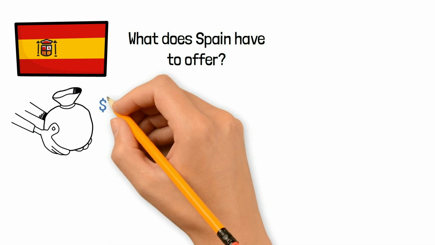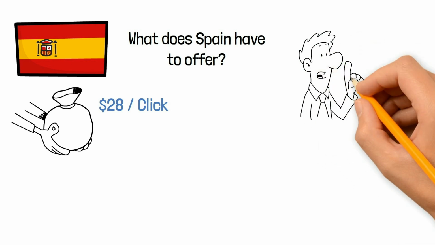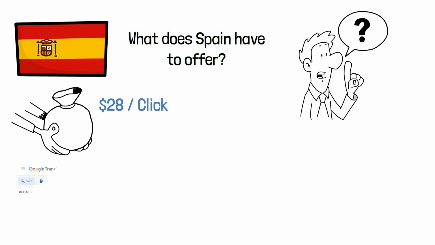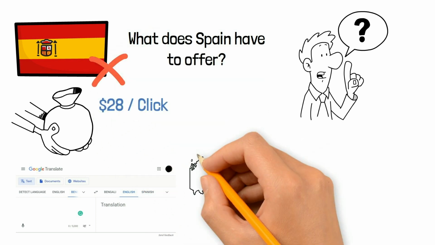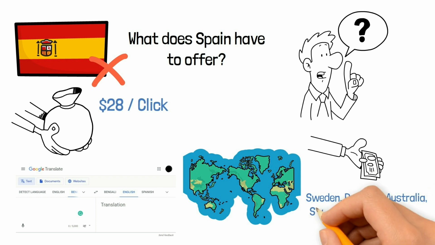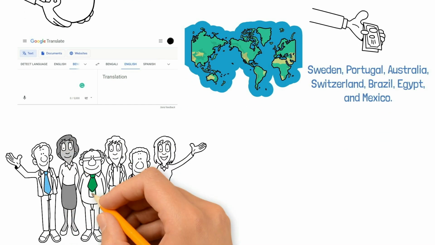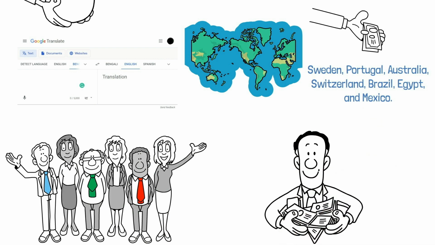Well, in Spain, they're paying more than $28 a click. So what we're going to do today is focus on Spain. When you look at the website, Spain might not be the highest bid. So you want to check other countries with higher pay rates such as Sweden, Portugal, Australia, Switzerland, Brazil, Egypt and Mexico. See what people in those countries are promoting and how much they're being paid for it.